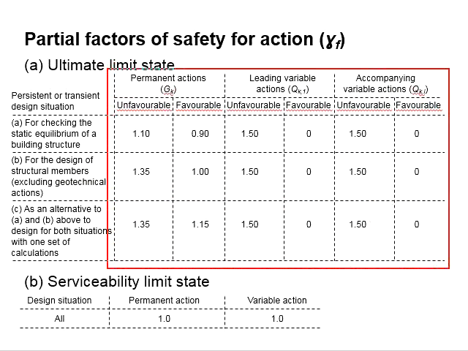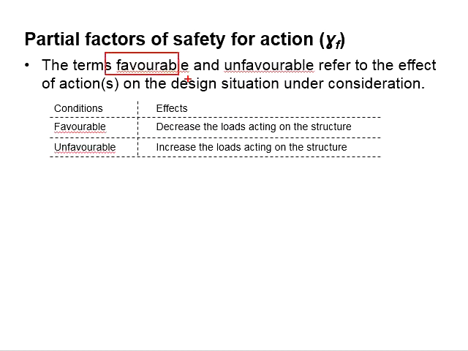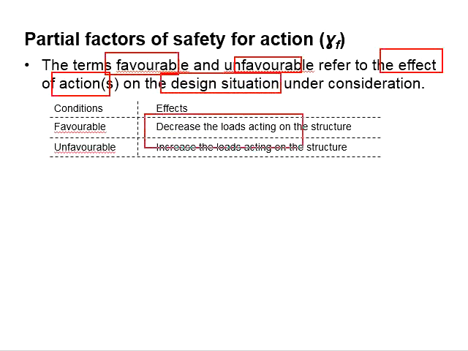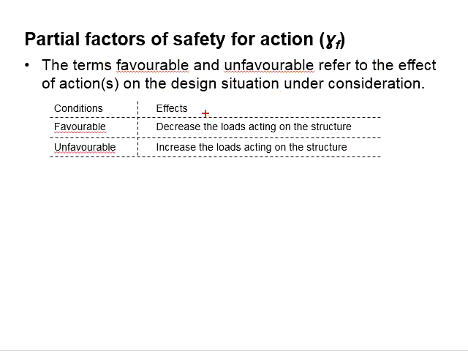From the table here, there are another two terms, unfavorable and favorable conditions. They normally refer to the effect of the actions on the design situations, whether to increase or decrease the loading acting on the structures. When an action tends to decrease the loading acting on the structures, we call that a favorable action, while if it increases the loading acting on the structures, it becomes unfavorable.